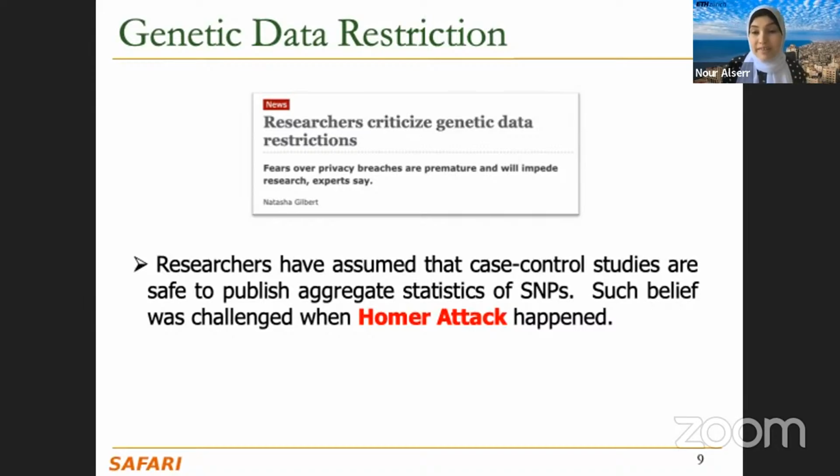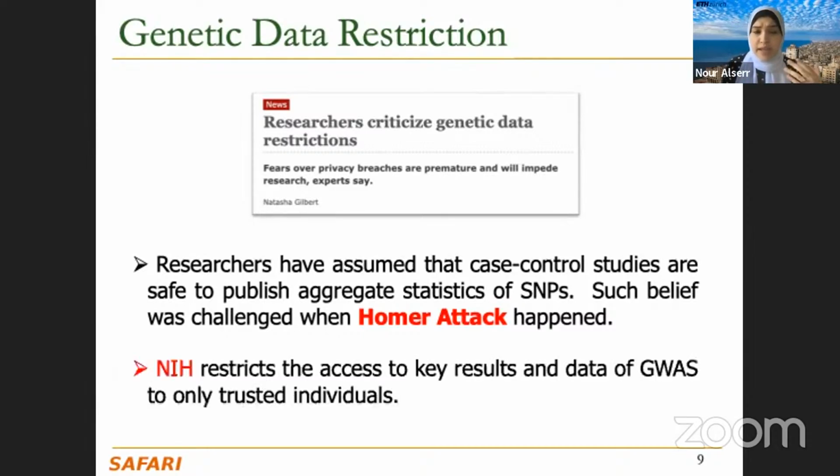After that attack happened, and they were successful in finding if one victim was inside the case group, the NIH in the United States, the National Institutes of Health, restricted the access to key results of the GWAS data. So they only give the permission for qualified or trusted researchers or individuals. Okay, so what's the solution here?